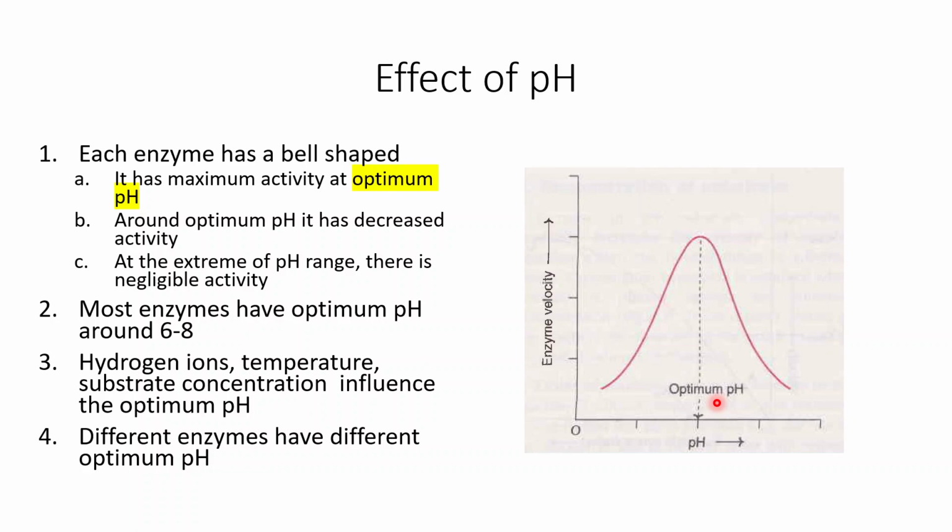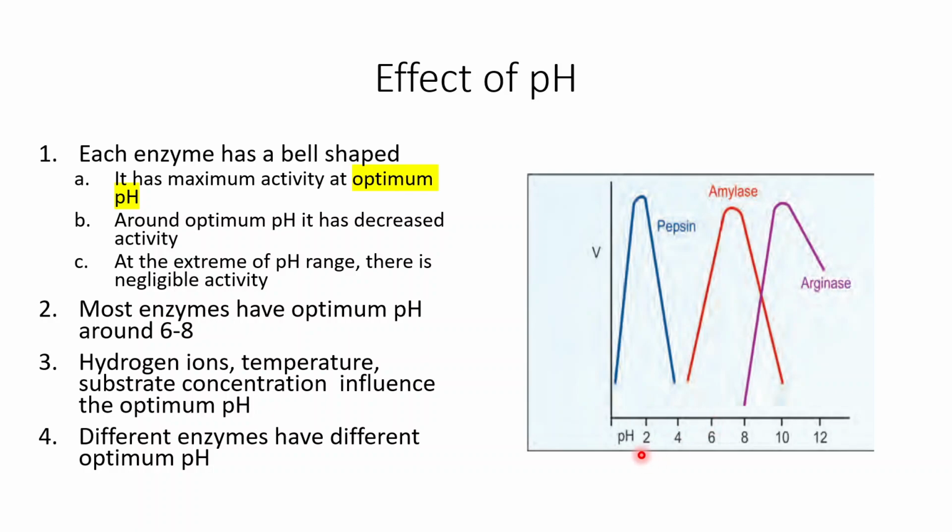Now hydrogen ions, temperature, and substrate concentration will all influence the optimum pH. Also, different enzymes have different optimum pH. For example, pepsin is an enzyme present in gastric juice in the stomach. It has an optimum pH of around 2, which means it works best at pH around 2. Similarly, amylase is a pancreatic enzyme that works in alkaline conditions. The optimum pH is around 8, and arginase has an optimum pH around 11.